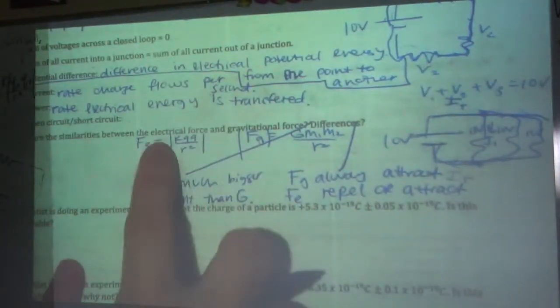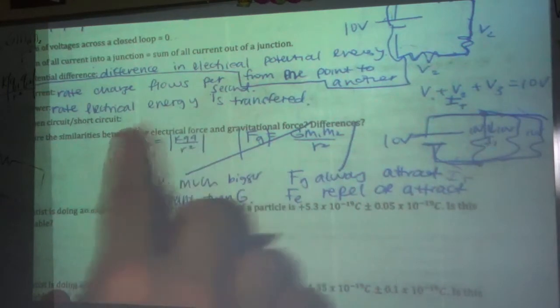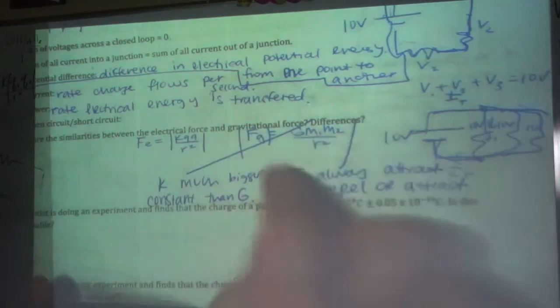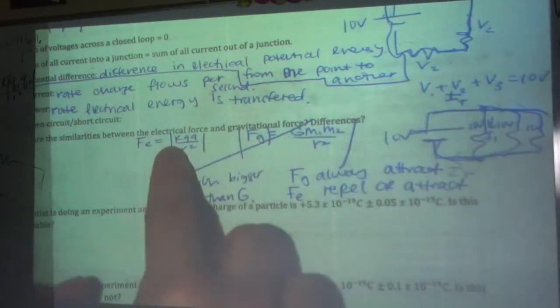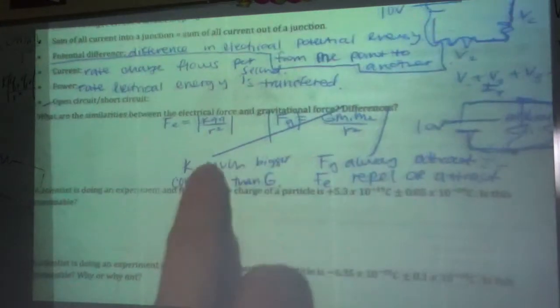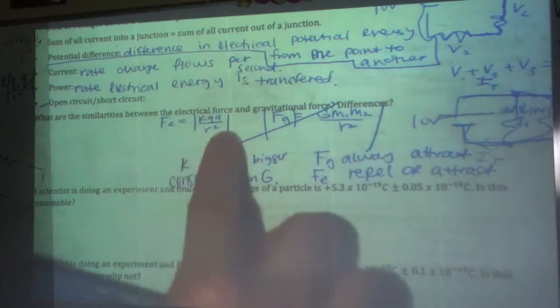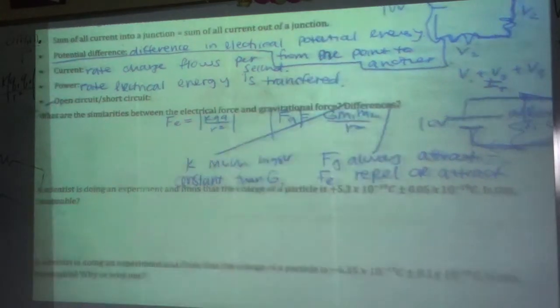So a pretty safe rule, it won't always be true, but a pretty safe rule is that your electric force is, in general, a much stronger force than your gravitational. The exception would be if something doesn't have a charge, but it does have mass and it has gravity but no electric force. But just in general, because K is a much, much bigger constant, you can say this force in general is a greater or stronger force than gravitational.